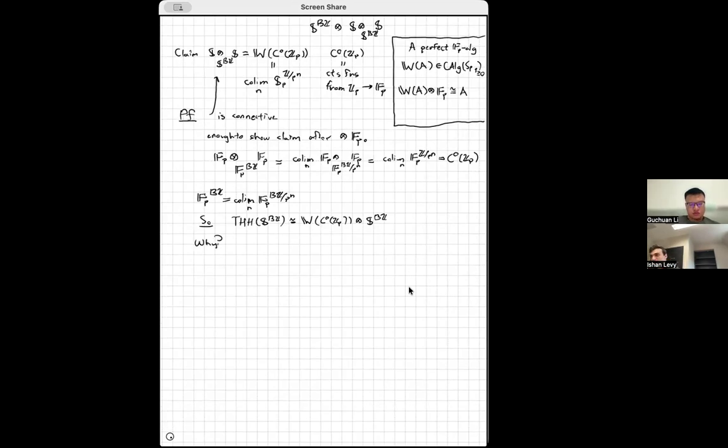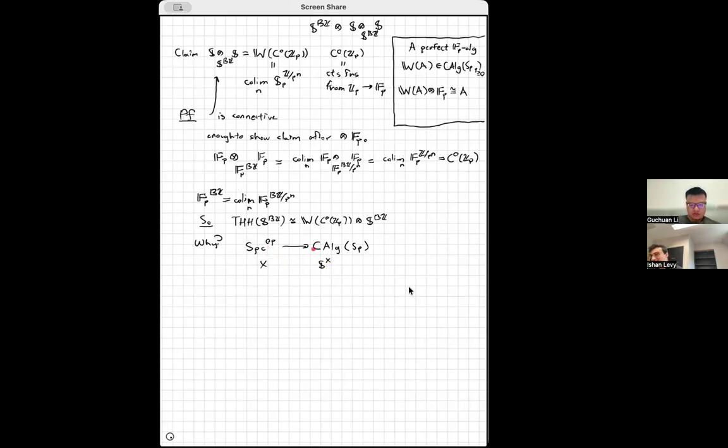And here's sort of philosophically why you'd expect something like this to be true. The thing that we were looking at was cochains of something. So we have this cochains functor from spaces op into commutative algebras and spectra, and it just sends X to S to the X. And we were interested in taking THH, which is the colimit over the circle.